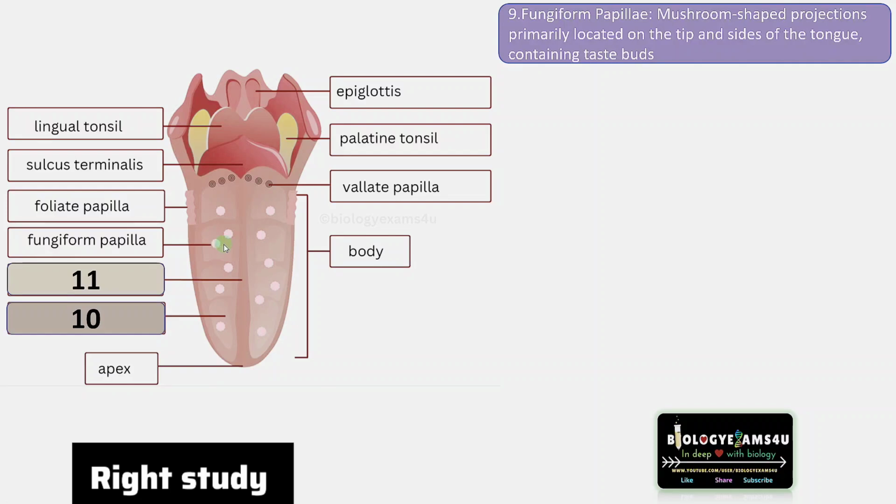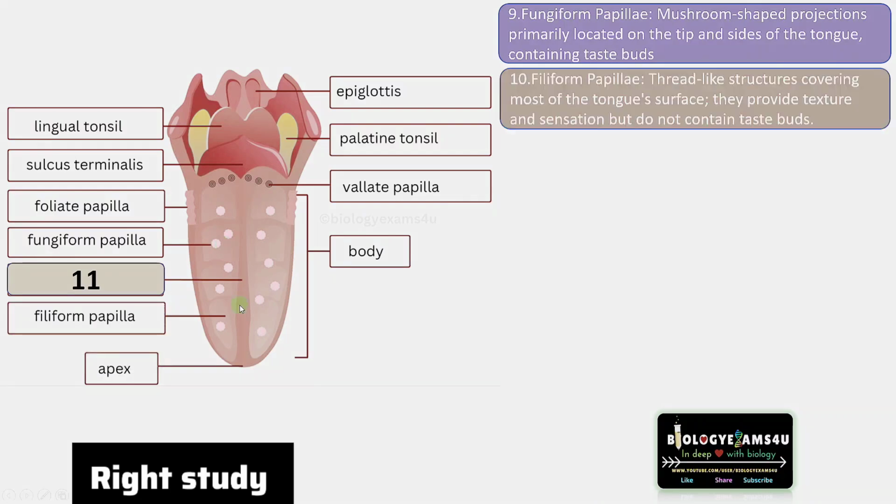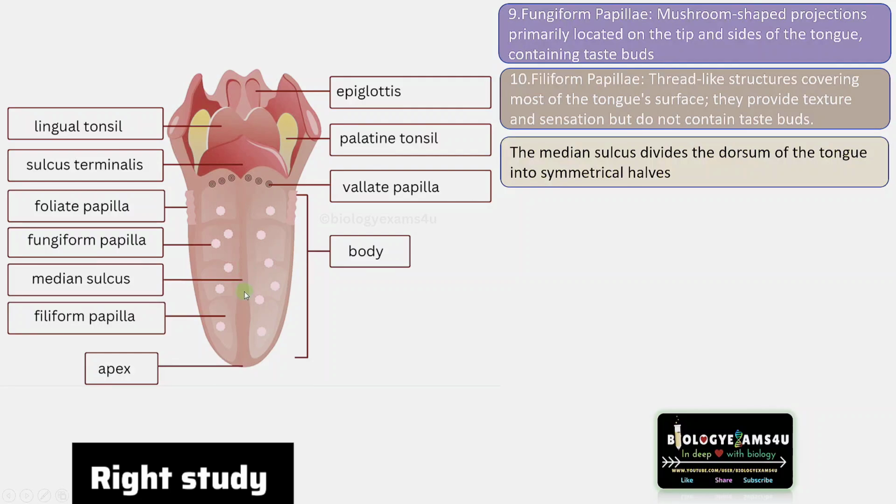The next structure is the filiform papillae. These are fine thread-like structures covering most of the tongue surface and provide texture and sensation but do not contain taste buds. And the next structure is called the median sulcus. The median sulcus divides the dorsum, the upper surface of the tongue, into two symmetrical halves.